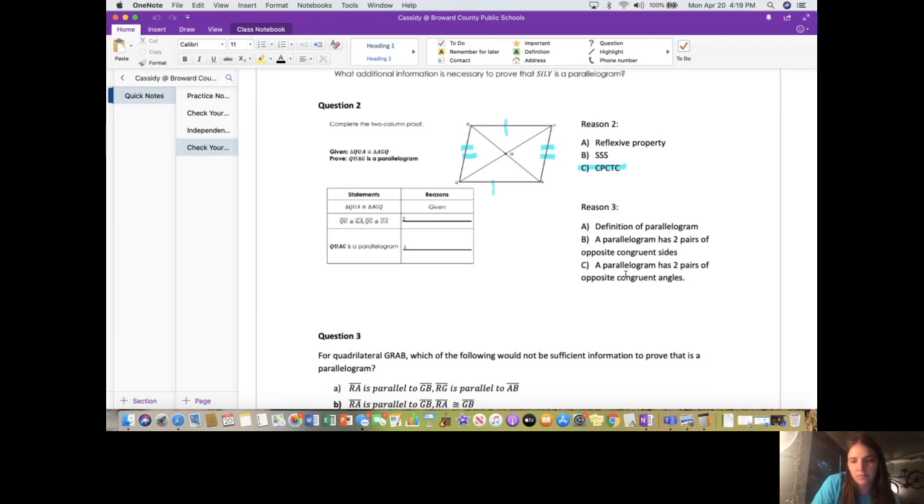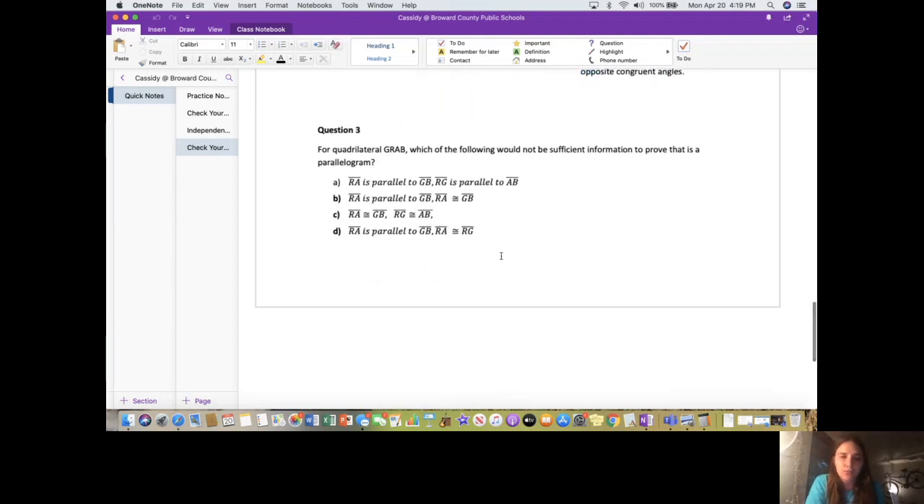Number C, letter C, a parallelogram is 2 pairs of opposite congruent angles. We never said anything about congruent angles, so I wouldn't say that. So answer choice B is probably going to be your best bet because that's literally what we stated right before. Okay, we gave that 2 pairs of opposite sides were congruent. So that would be your answer choice.